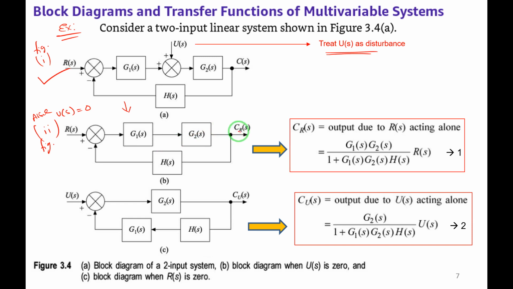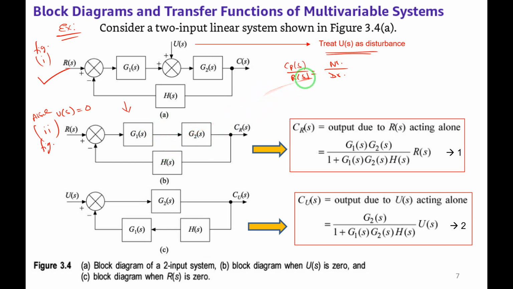What is the transfer function of the system? The output to input, CR of s divided by R of s. I will get something, numerator by denominator. Some numerator terms I will be getting and denominator terms I will be getting. Is it fine? Okay, fine. Observe here.